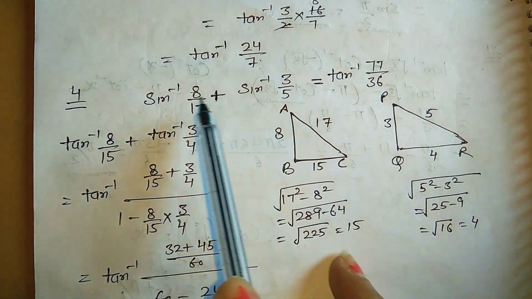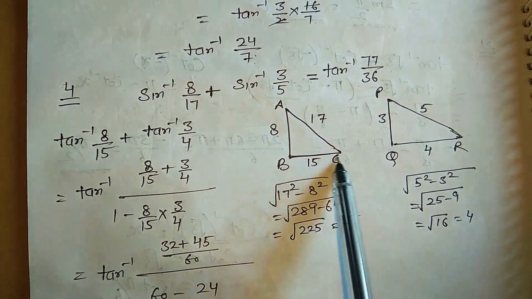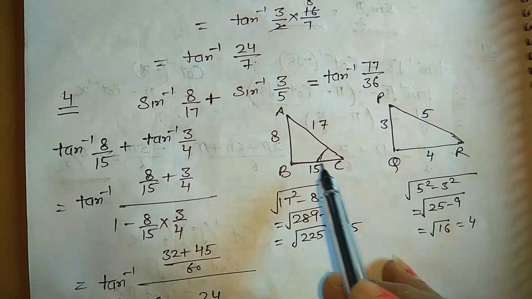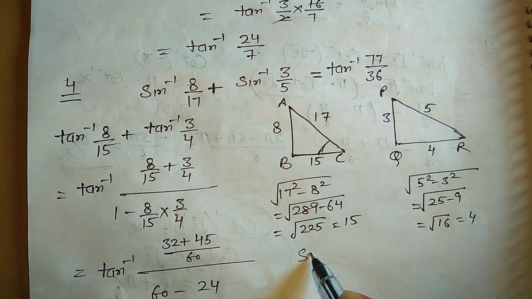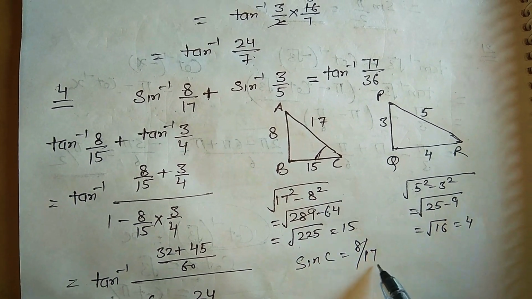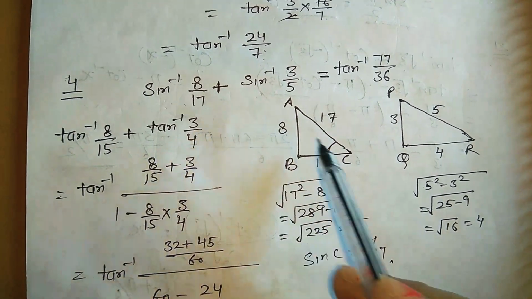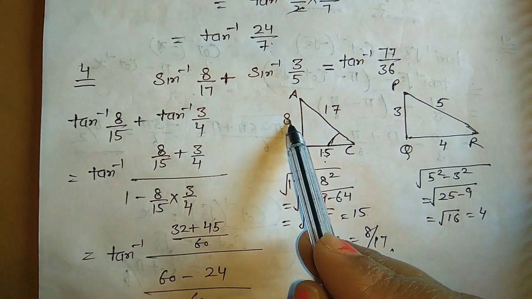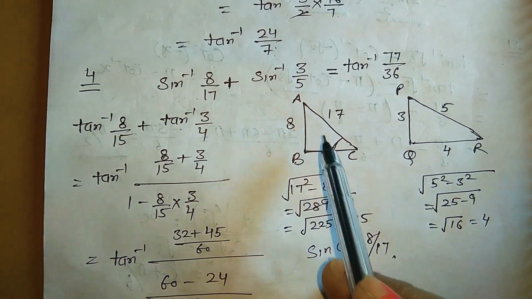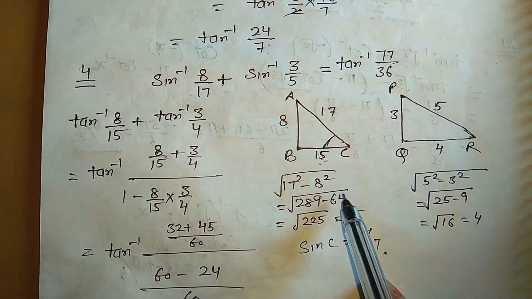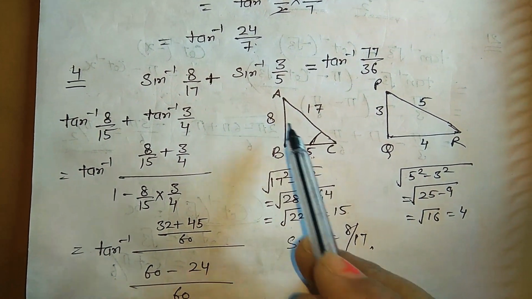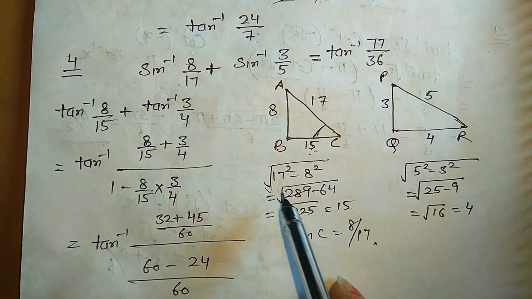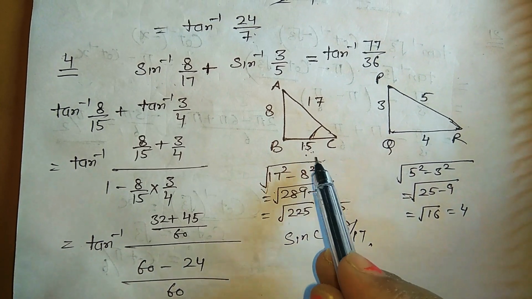So sine inverse 8 by 17. We can suppose the triangle ABC in which angle C is sine inverse 8 by 17. So sine C is equal to 8 by 17. Then we have to change it into the form of tangent inverse. So firstly we will find the base, because tangent theta is equal to perpendicular upon base. So it will be 17 square minus 8 square. This is hypotenuse square minus perpendicular square. The square root of this will be the base. So it is 15. 15 is the base.